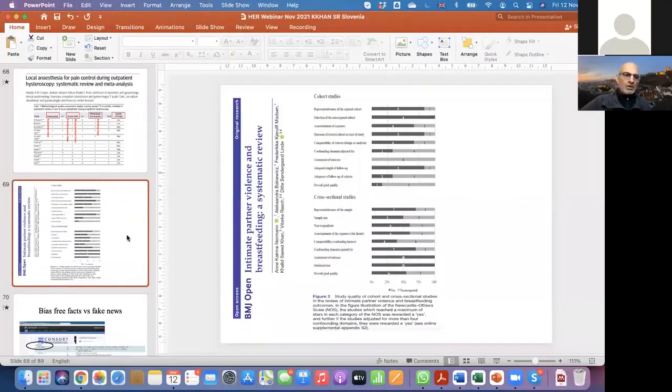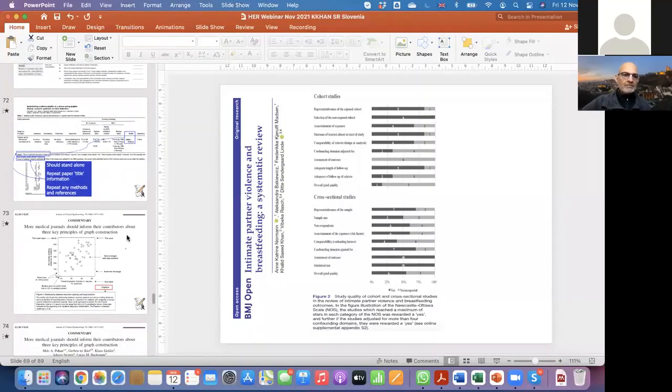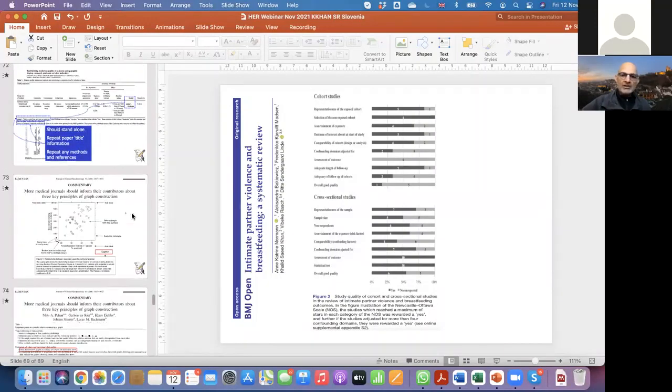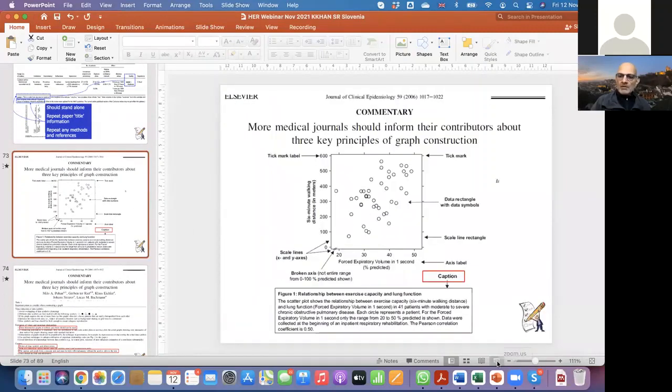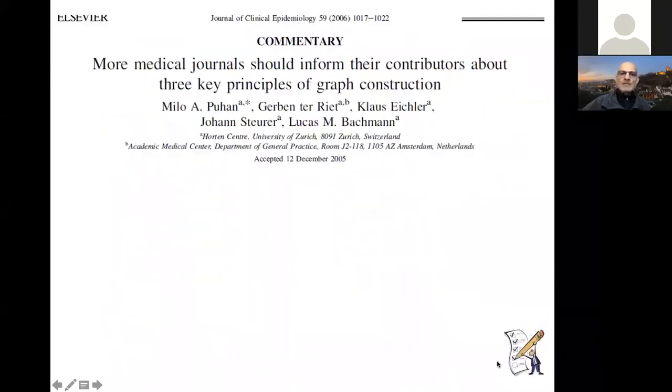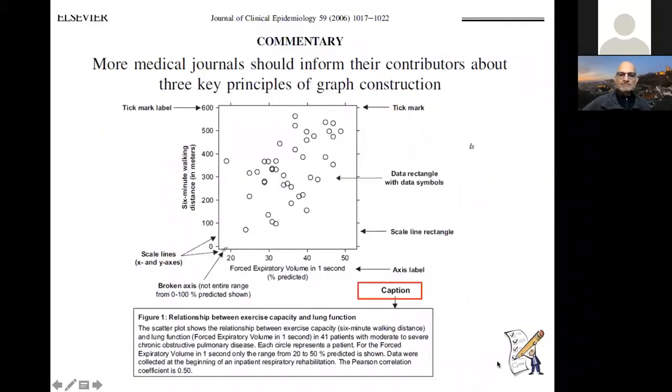So let's just look at some advice as to how best to prepare graphs. So here is a paper that gives guidance on what are the key principles for graph construction. So the first most important thing about a graph is the caption. The graph needs to be able to stand alone. So you need to describe it in as much detail as necessary so that it can be understood without the need for reading the text.